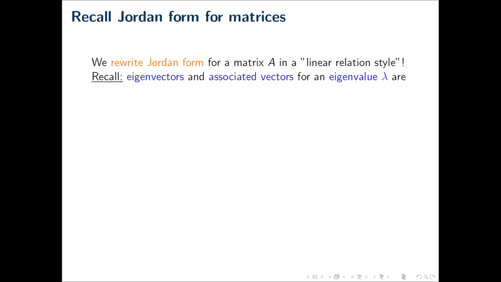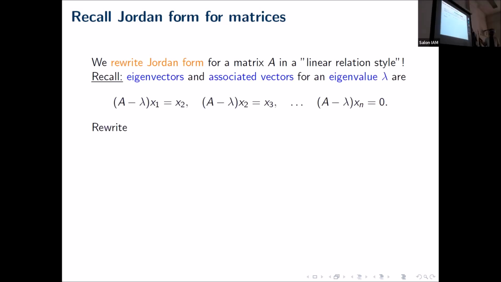So I recall standard facts. What do you need for Jordan canonical form? You need Jordan chains, or eigenvectors and associated vectors. And this is the definition, right? This is our eigenvector, this is our eigenvalue, and so you have maybe a chain. This would correspond to a Jordan block in your canonical form of size, let's say, n times n.